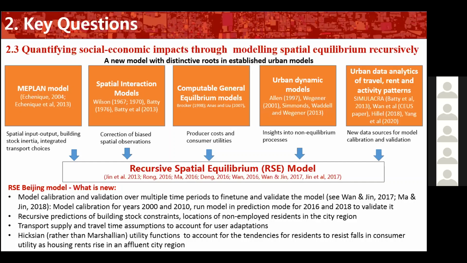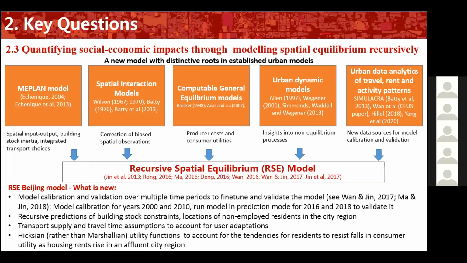The first, model calibration and validation over multiple time periods to fine-tune and validate the model. Model calibration for years 2000 and 2010, and run the model in prediction mode for 2016 and 2018 to validate it. And second, recursive predictions of building stock constraints and locations of non-employed residents in the city region. The third, transport supply and travel time assumptions to account for user adaptation. And the last, Hicksian utility functions to account for the tendency for residents to resist falls in consumer utility as housing rents rise in an affluent city region.